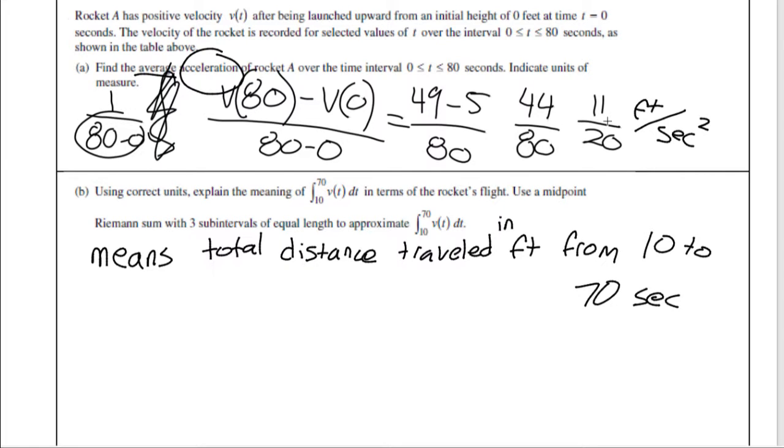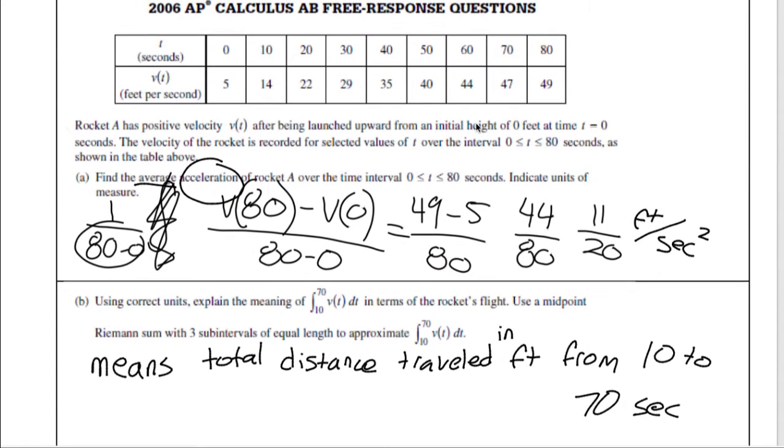Now we actually have to use the midpoint Riemann sum. Again, midpoint Riemann sum means if I come up here to the table, and I'm going between 10 and 70, that means my first interval is going to be 10 to 30, and my midpoint is 22. Then I'm going to go from 30 to 50 with a midpoint of 35, and then finally from 50 to 70 with a midpoint of 44. So those are all the values I'm going to be using.